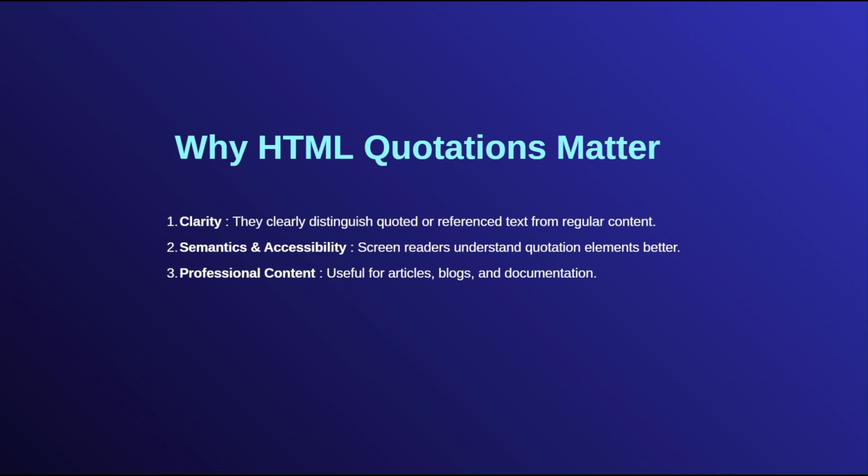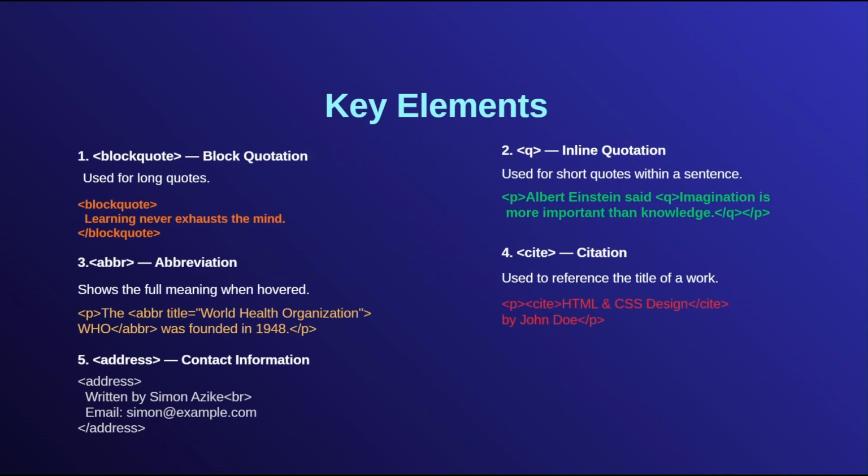So we use semantic elements like the section, the article, and many other HTML semantic elements in presenting the content. So it also brings professionalism into our content, into our websites, and how it is being designed. So these are the key elements of HTML quotations. We have the block quotation, the abbreviation, the contact information, the inline quotation, and citation.